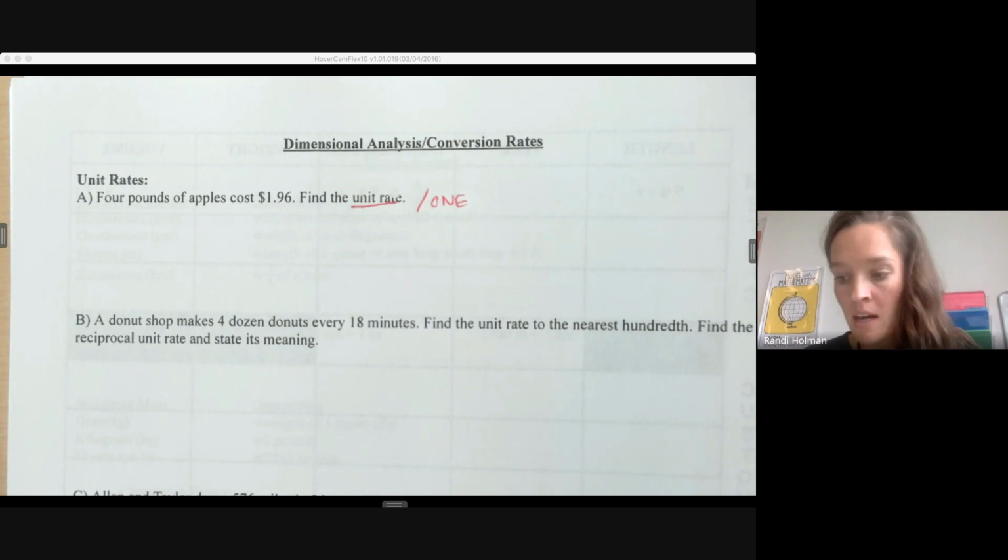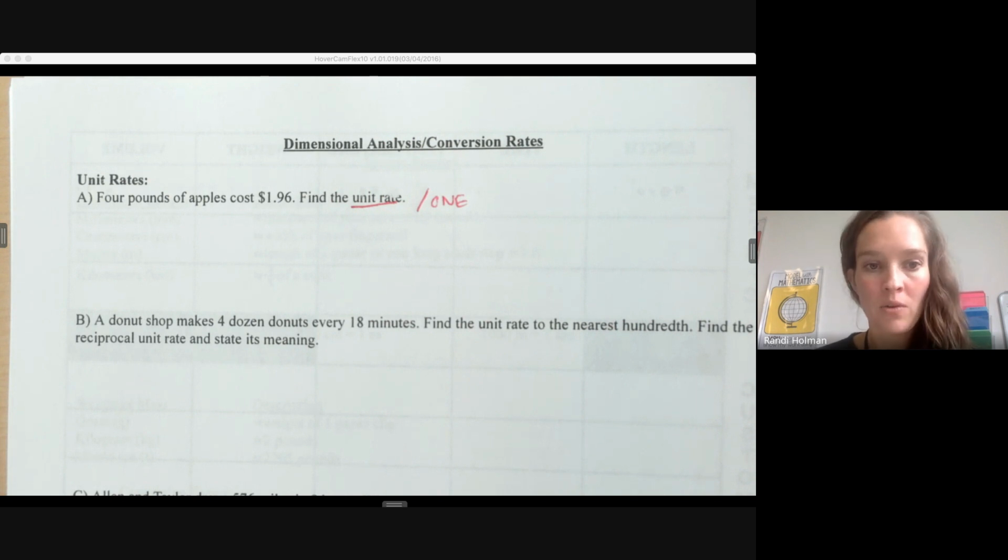comparing different things. So if we have 4 pounds of apples cost $1.96 and we want to find the unit rate, first we have to figure out what unit we want to know. So do we want to know dollars per pound or pounds per dollar? Most of the time here, we'd want to know dollars per pound, but there might be instances where you'd like to know the other one. We'll look at both in our next example.